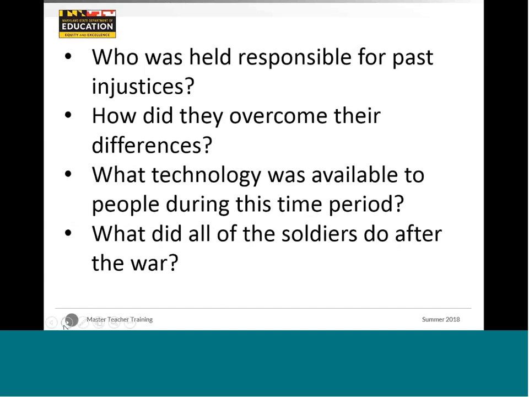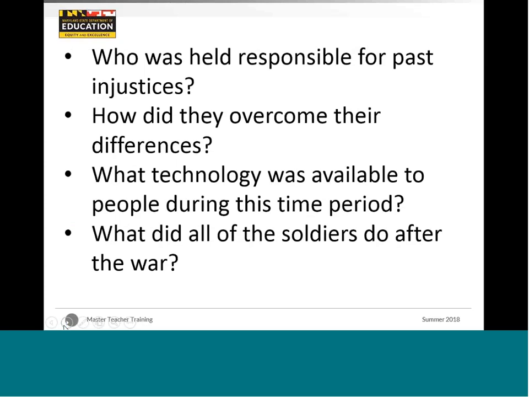Here's just some examples of the types of questions that students might raise when they attempt to connect the photograph and the information they've just questioned to what they've been learning in class. Who was held responsible for past injustices? How did they overcome their differences? After the Civil War, what technology was available to people during this time period? That one usually comes up because they notice in the photograph that there are people there with various forms of technology, whether it be a camera or a weapon of some sort. And that technology question sometimes comes up as well.